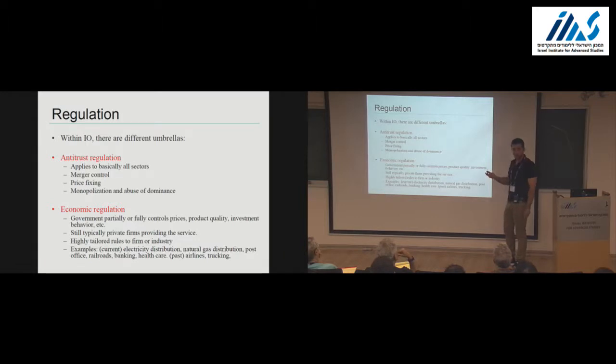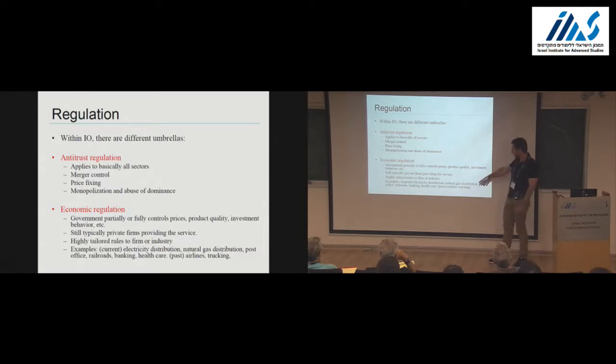In the U.S. previously, historically in airlines, trucking, the government would either fully or partially control prices. They tell you what products to produce, give you parameter constraints on that, how much to invest, what investments are appropriate. Typically, in the U.S., these are still private firms providing the service. Okay, but if you look around the world, there's also many government firms. Okay, highly tailored rules and big regulatory apparatuses, like specific departments that are dedicated to one industry or one sector.